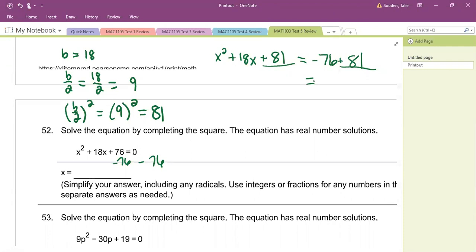Negative 58? Negative 76 plus 81? Oh, did I do that wrong? No, I did that wrong. Sorry, it's not 58. It's 5.